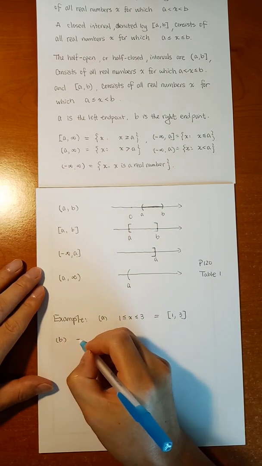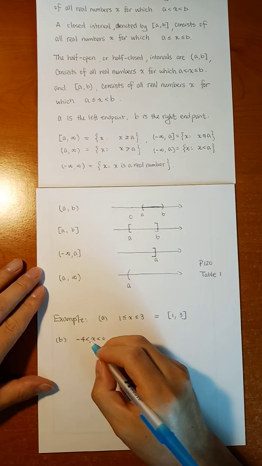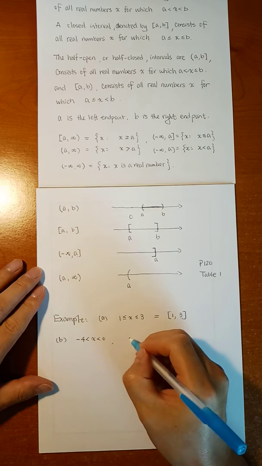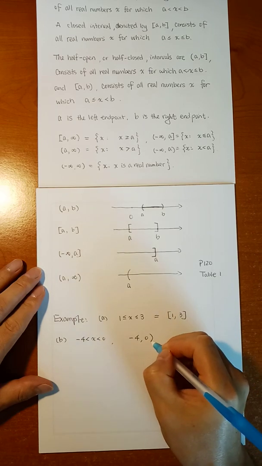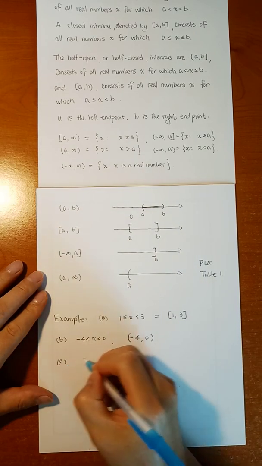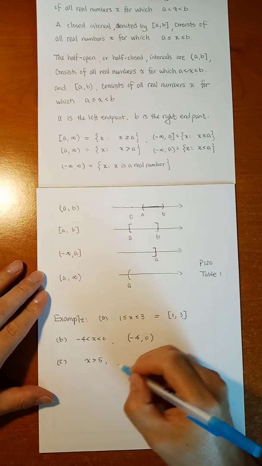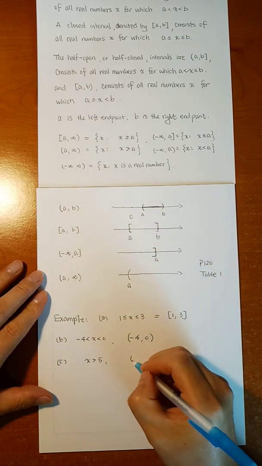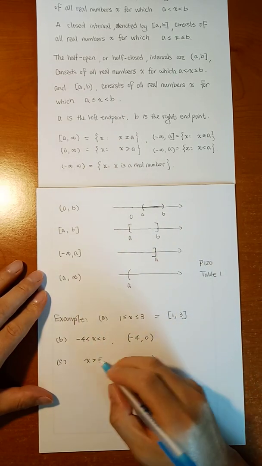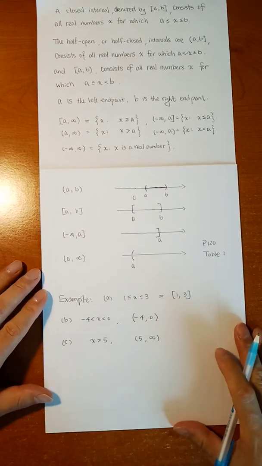If you have negative 4 less than x less than 0, because there's no equality, you have (-4, 0) with parentheses. See, if you only have x greater than 5, there's no second condition, so it's (5, infinity), because here it has no equal sign, it's an open interval.